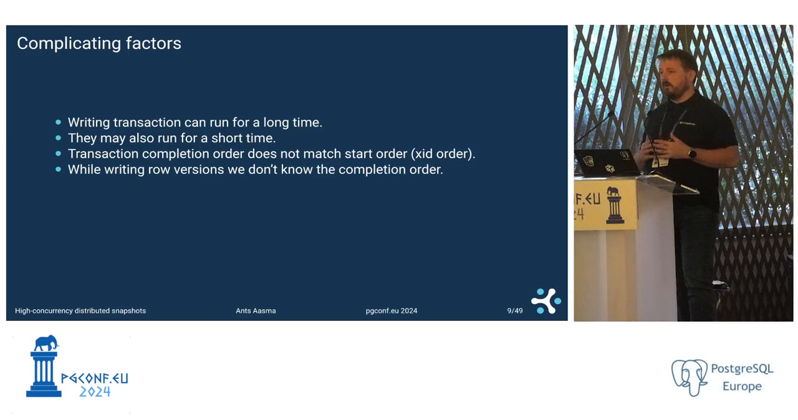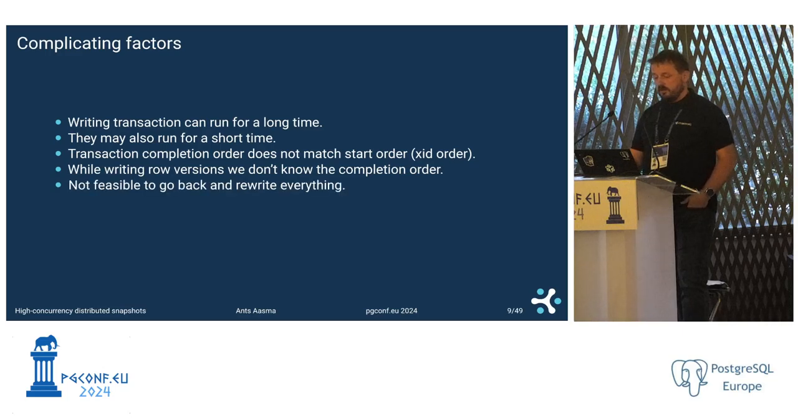And even more importantly, while we are writing the data into our database, we are creating those new row versions, inserting, updating, deleting. We don't know in what order we will complete, because the transaction might be a short one, might be a long time. We don't know ahead of time which type of transaction we are running right now. And when we finally know that we want to commit, it's not really feasible to go back and rewrite everything, because our transaction might have rewritten half of the database. So we actually have to have an indirection from the information we have on the row to the actual commit order, who sees what, so that we cannot escape anyway.